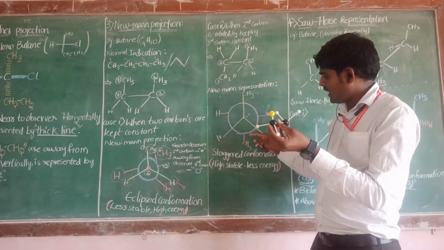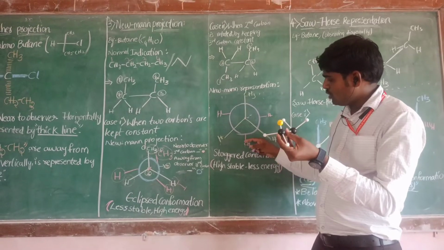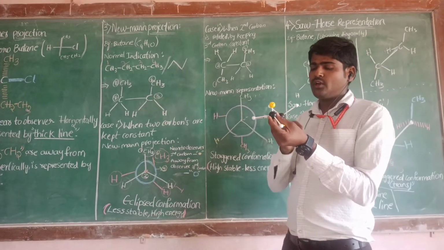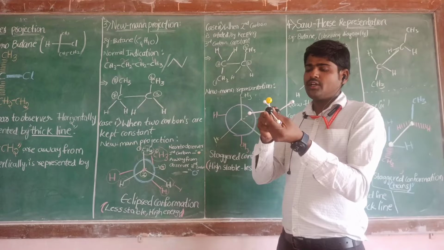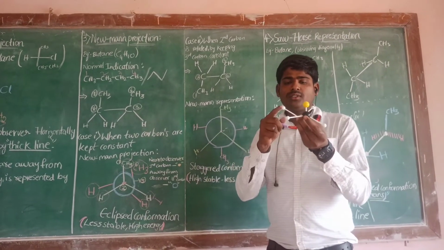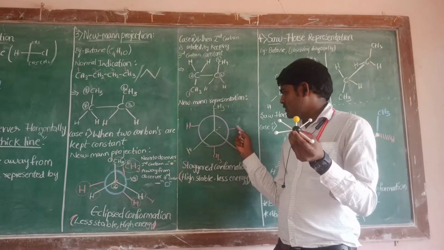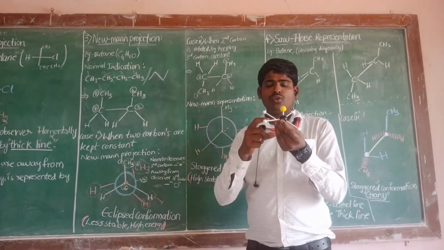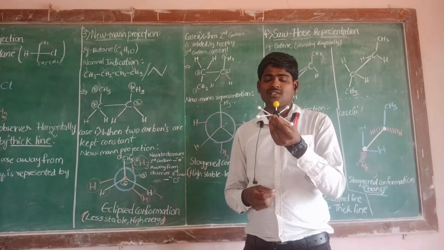The third carbon has the attached methyl below, and the remaining two hydrogens are there. Of the remaining two hydrogens, one is on the right-hand side and the other is on the left-hand side. So here we observe the difference between the first structure and the second structure.